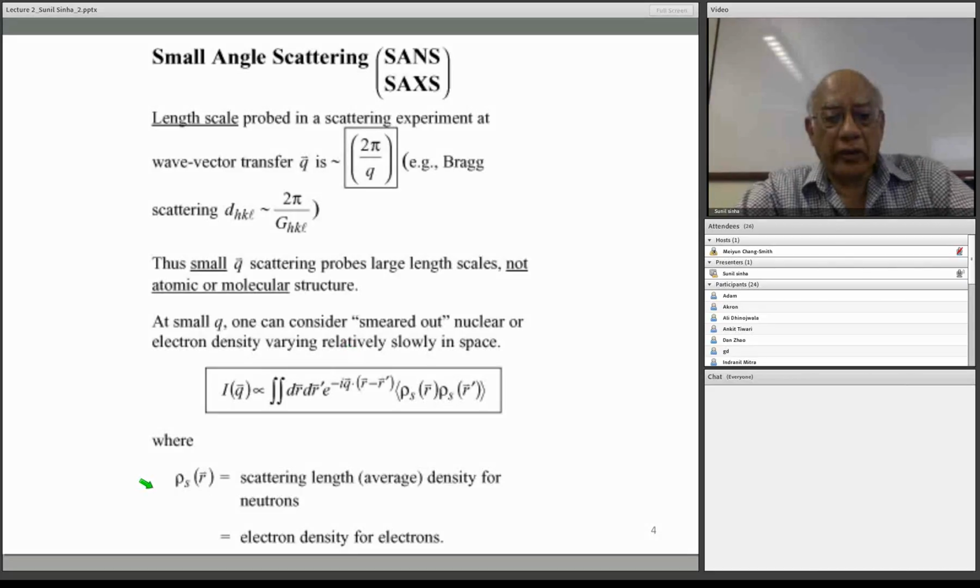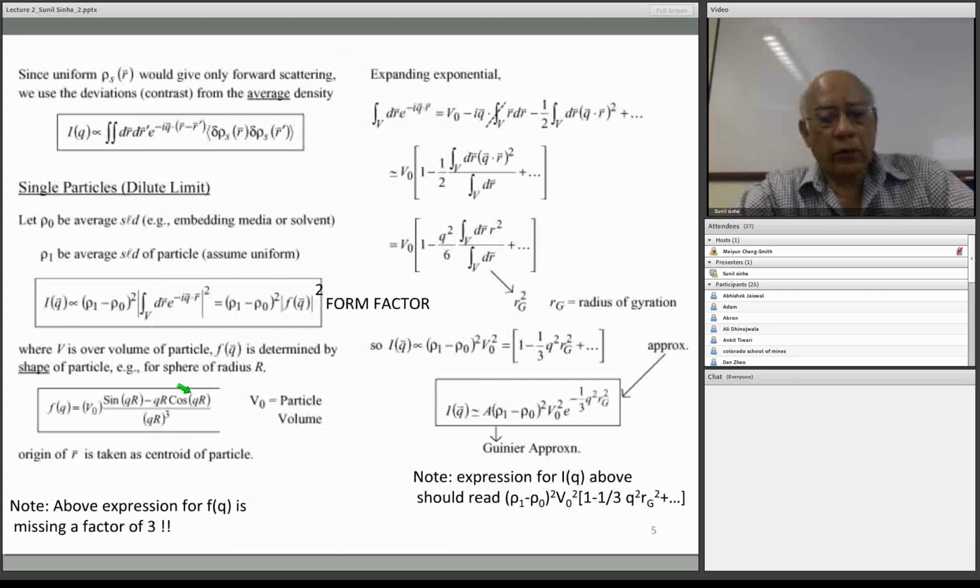And in this case, rho of r is the coherent scattering length density. I should emphasize that we're only talking here about weighting with the coherent scattering length times the density of that kind of nucleus, not the incoherent. And for X-rays, it's just the electron density. So that's the expression for what you see if you've just got essentially one object in solution, for simplicity. And that's true in the dilute case.